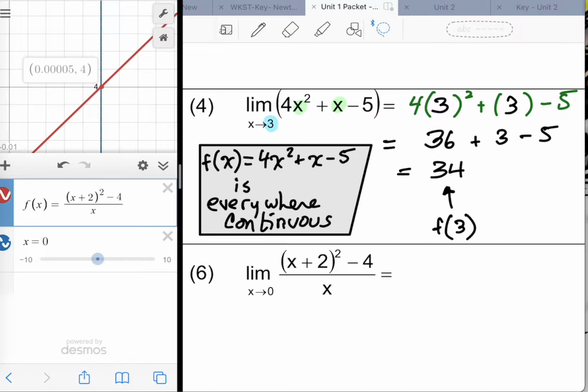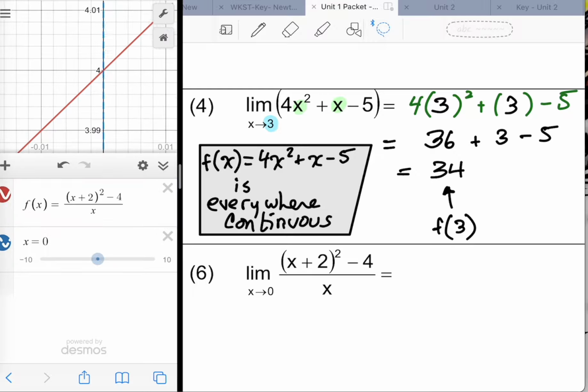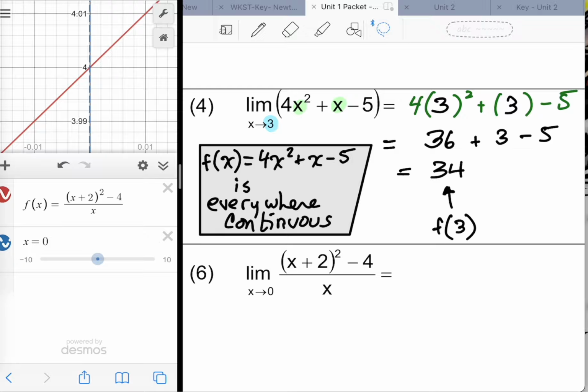You'll see 0 gives undefined, but there is a clearly defined location of 4. So I know the limit is going to be 4. I have to prove it analytically, though. So common sense tells me this is approaching 4 from the left, it's approaching 4 from the right, so it's going to be 4. I need to justify it.